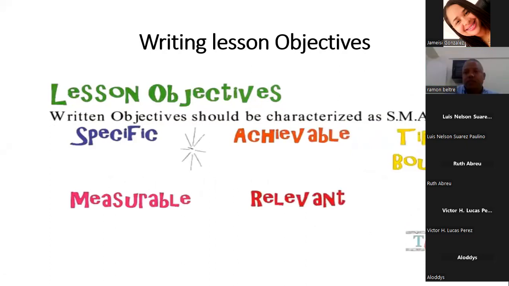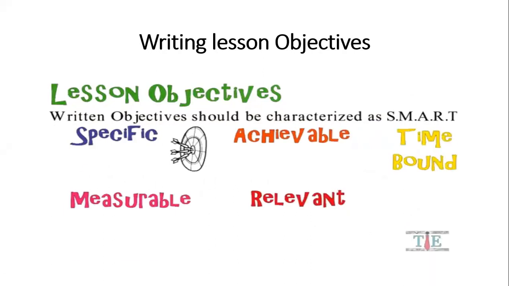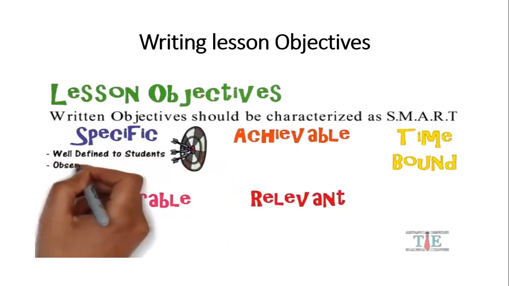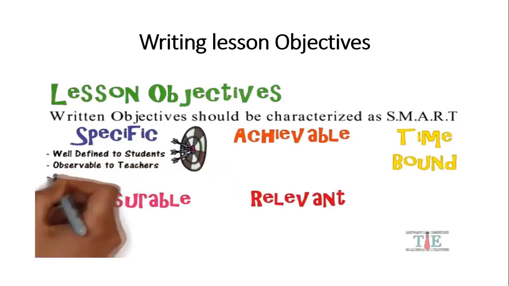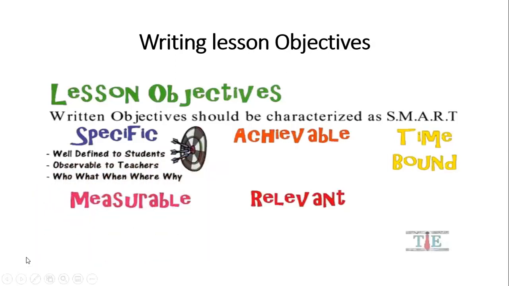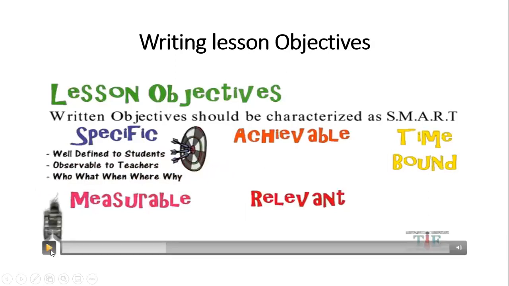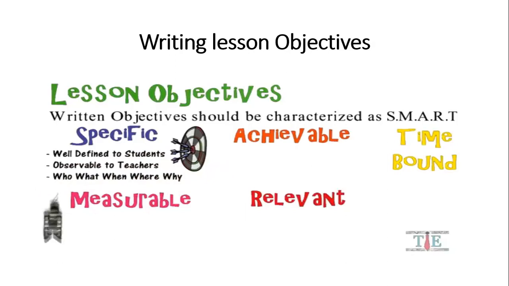Up first, specific. It's important to narrow in on what it is exactly you want your students to do. Objectives should be well defined to students, observable to teachers, and describe the who, what, when, where, and why of the lesson.